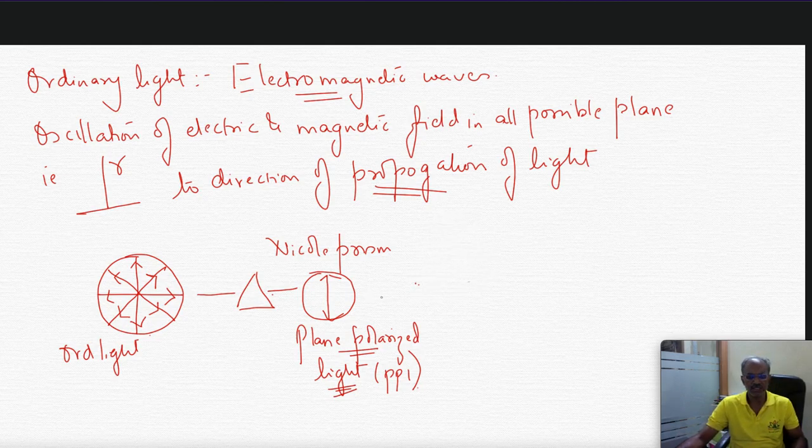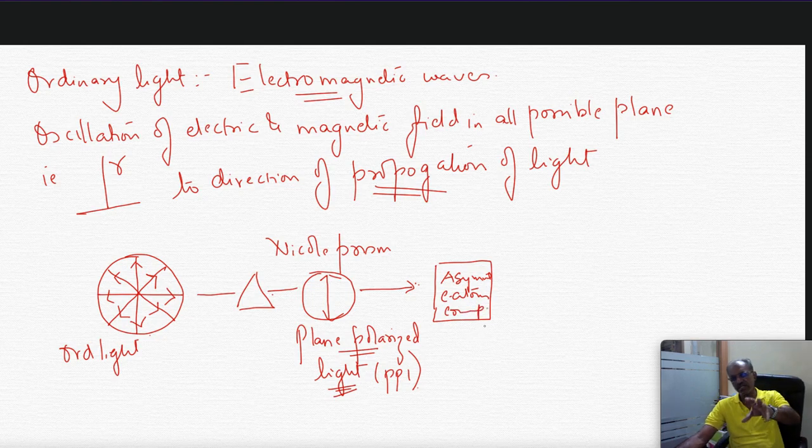Plane polarized light. Now, when the light comes out from here, take for example, this is a sample tube which contains an asymmetric carbon atom compound. That means a compound which contains an asymmetric carbon atom. Asymmetric carbon atom means a carbon atom to which 4 different functional groups are attached. Right? Now, when this plane polarized light passes through this, the light comes out, and then there is an analyzer.